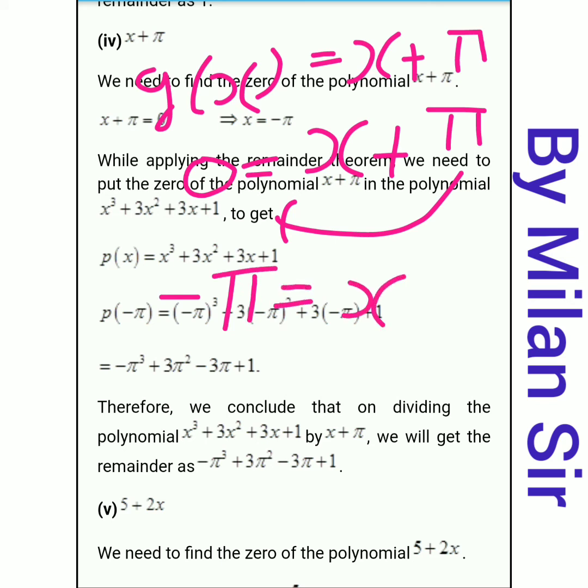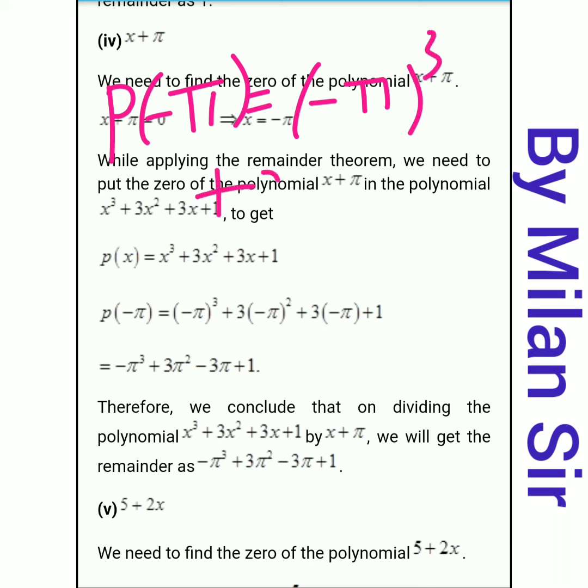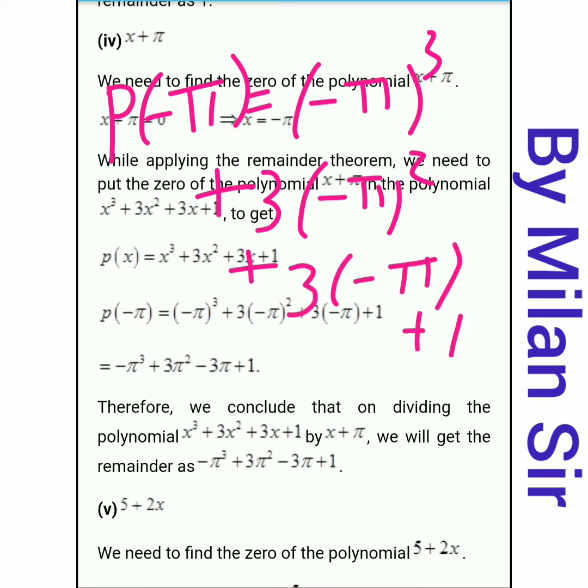Okay, so our x is equal to minus pi. Now we need to put this value in P of x. So P of minus pi. First of all, x cube, so minus pi cube, plus 3x square, so 3 into minus pi square, plus 3x, that means 3 into minus pi, and plus 1 as it is.